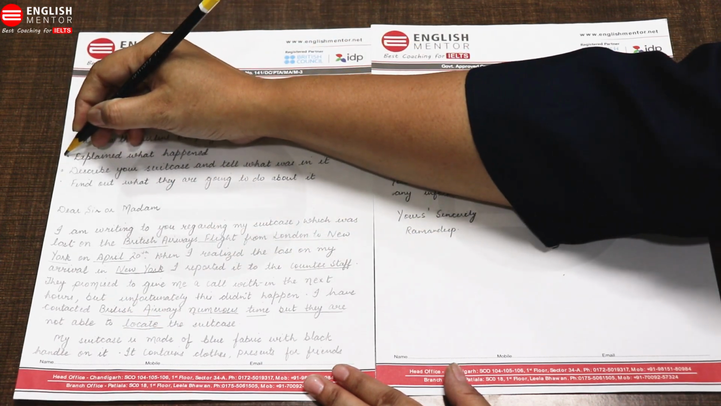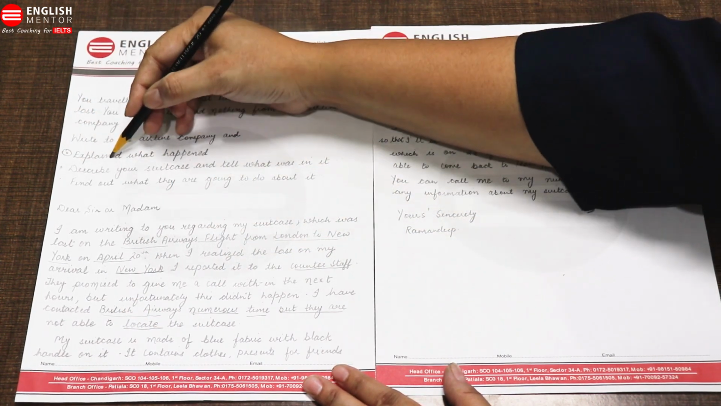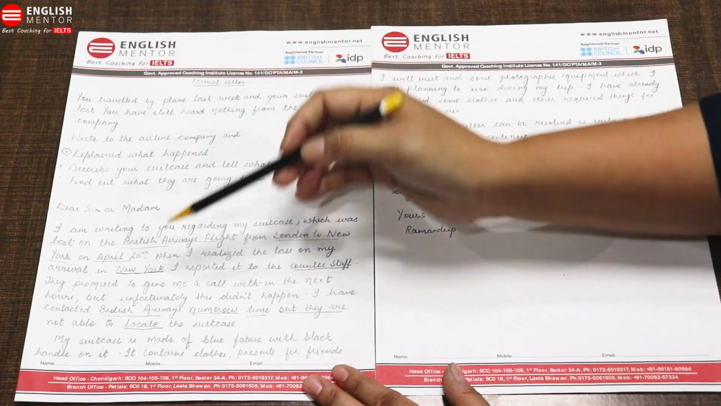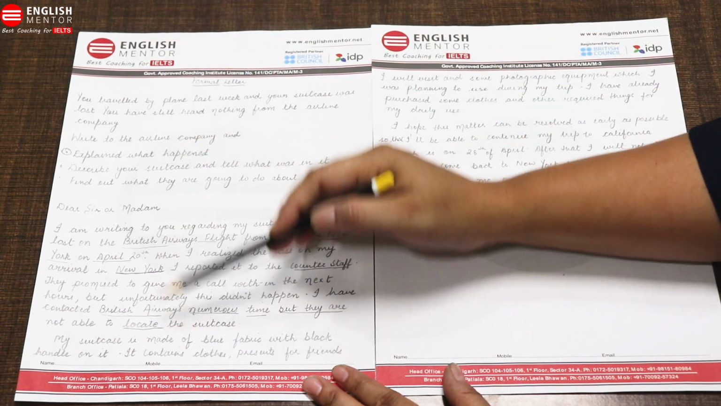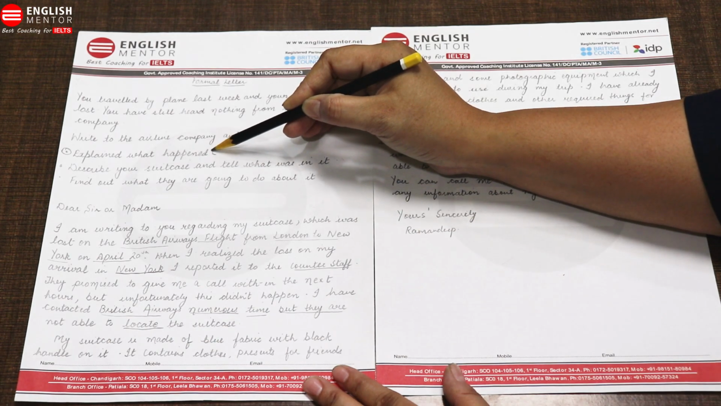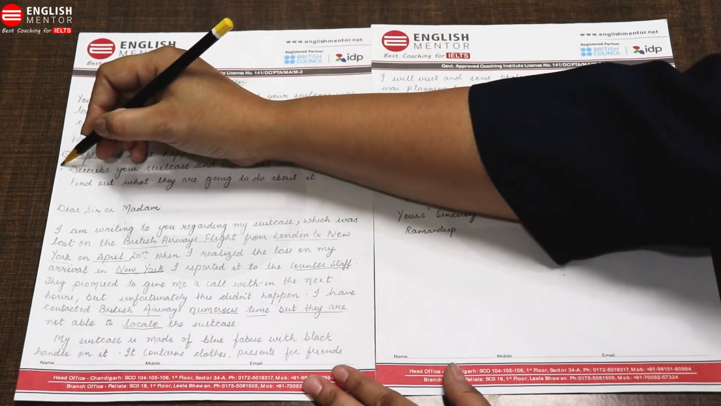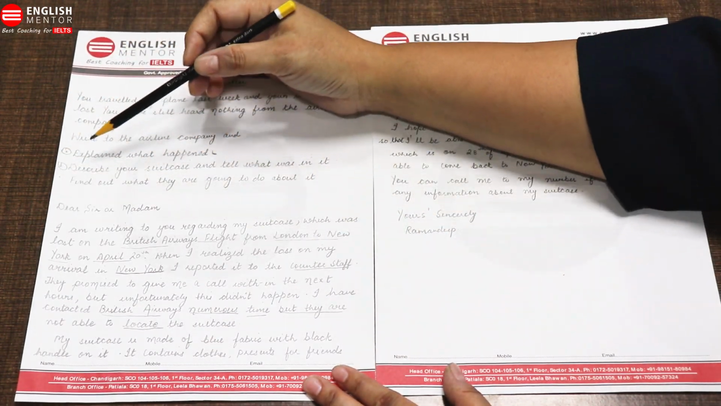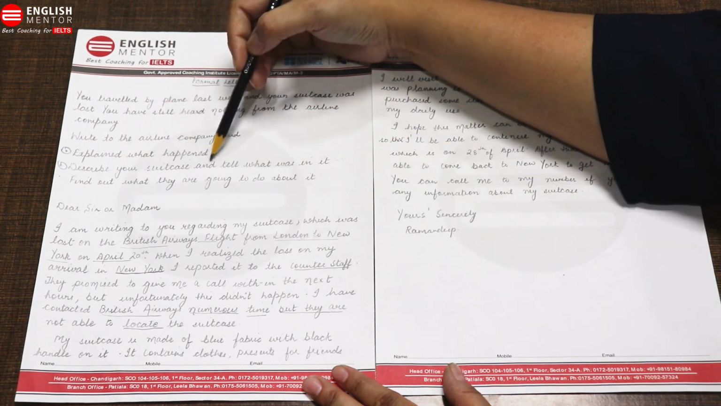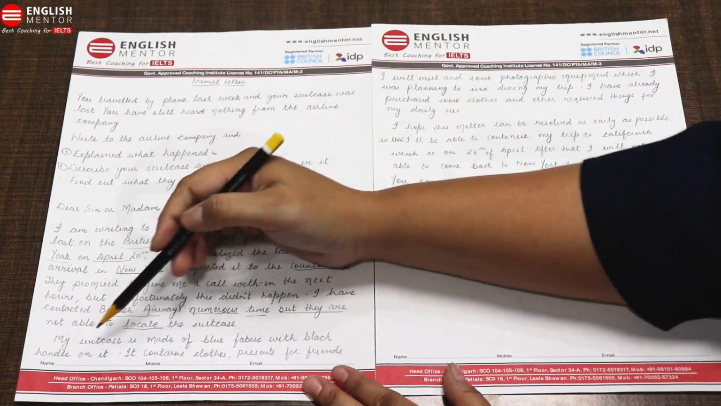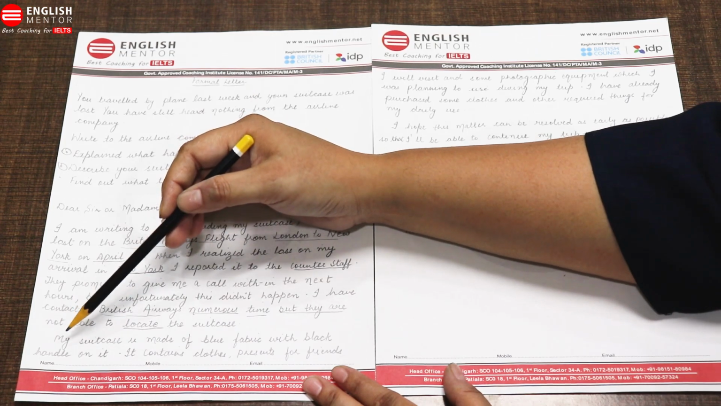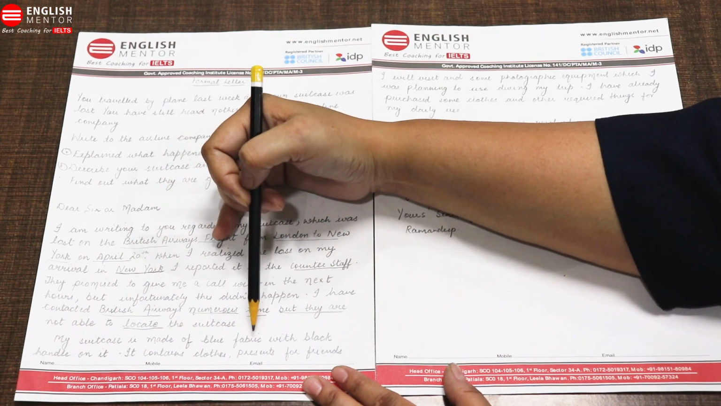First they told us to explain what happened. So in this paragraph we have written what exactly happened, how the suitcase was lost. Now in the second paragraph they ask us to describe your suitcase and tell what was in it. Okay, now we are going to read the next paragraph. My suitcase is made up of blue fabric.